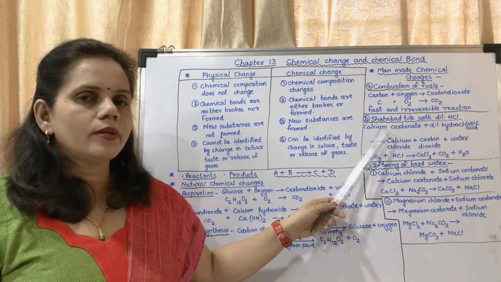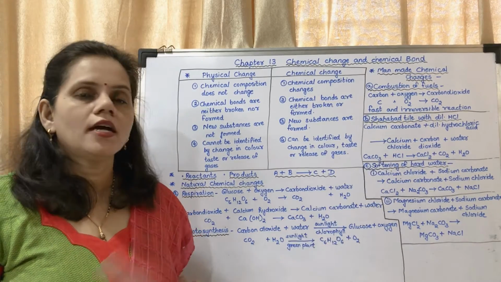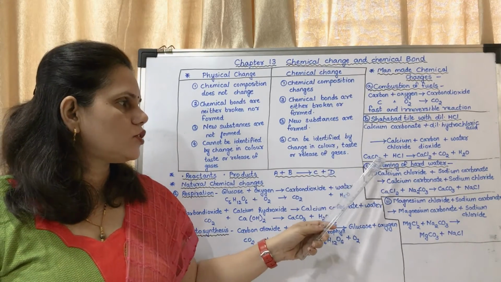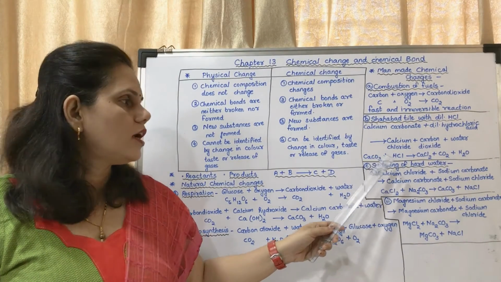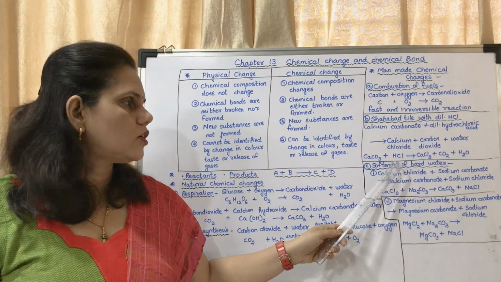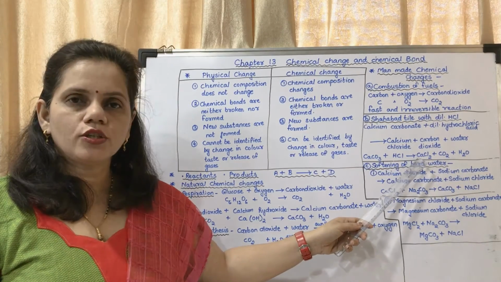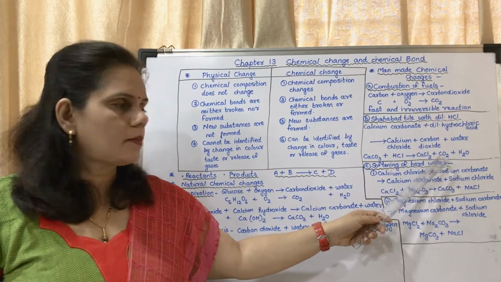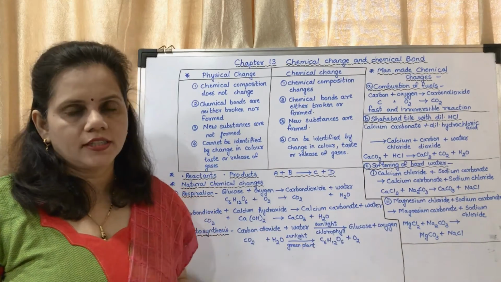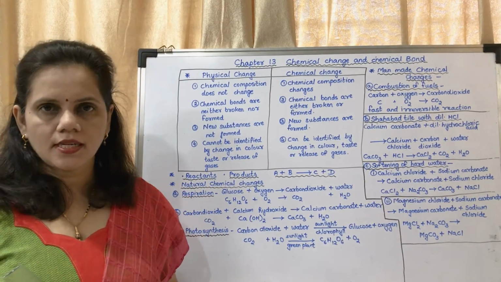This is the word equation. This is the chemical equation. The chemical equation is CaCO3 plus HCl. CaCO3 is calcium carbonate, plus HCl is hydrogen chloride, gives CaCl2, that is calcium chloride, plus CO2, carbon dioxide, plus water. This is an important question which is asked.